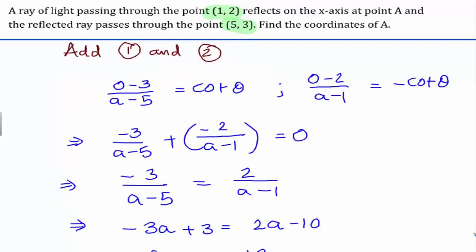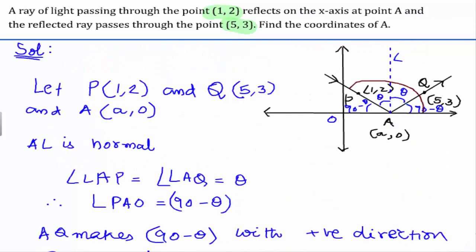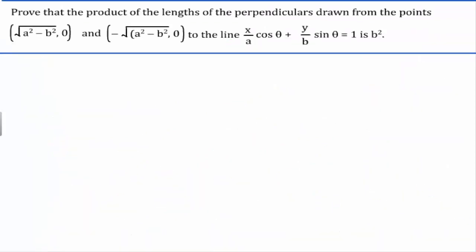So these kind of problems can be solved very easily if you draw the figure nicely. In this problem, we need to prove that the product of the lengths of the perpendiculars drawn from the points to the given line is b square. This is very interesting, but at the same time there are big calculations in this problem. Let us do it carefully.